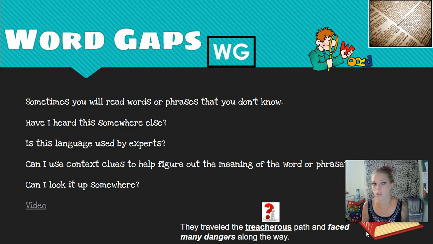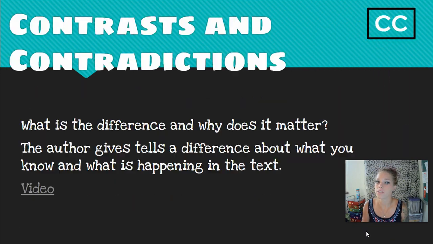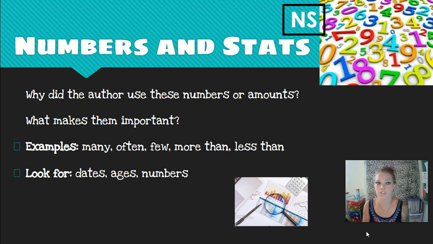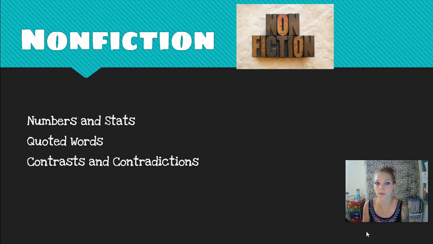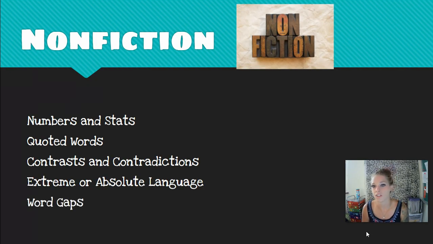So those are going to be my 5 signposts. I will refer to these several times throughout the school year whenever we're reading nonfiction pieces. So once again, they're numbers and stats, NS, quoted words, QW, contrast and contradiction, CC, extreme or absolute language, EAL, words like always and never, and then word gaps. Those words that you probably don't know, which would be WG for short.